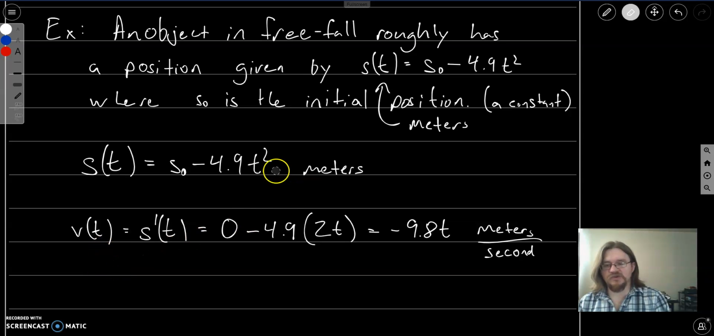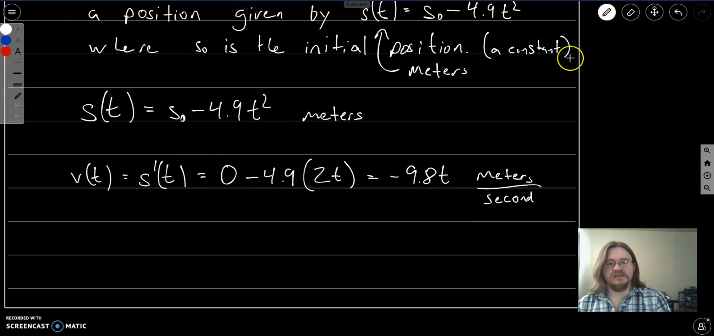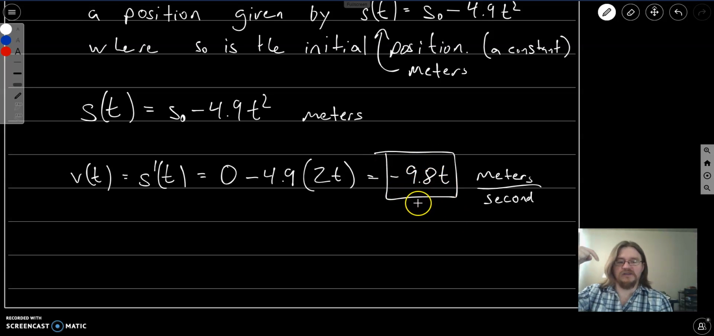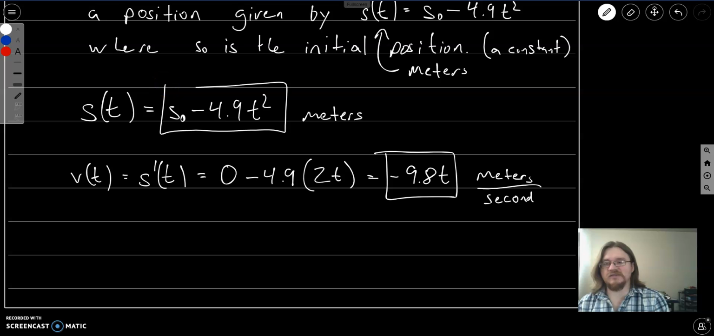It could be that we're measuring position in feet and time in hours, in which case it'd be feet per hour, but let's assume that we're reasonable people and we like meters and seconds. Okay, so we found the velocity, and one thing to notice is that this is always going to be negative, meaning that we're traveling downward.